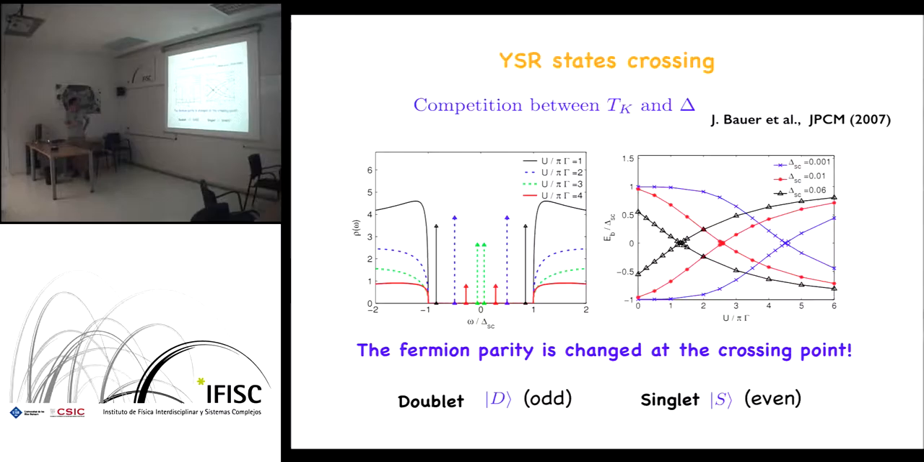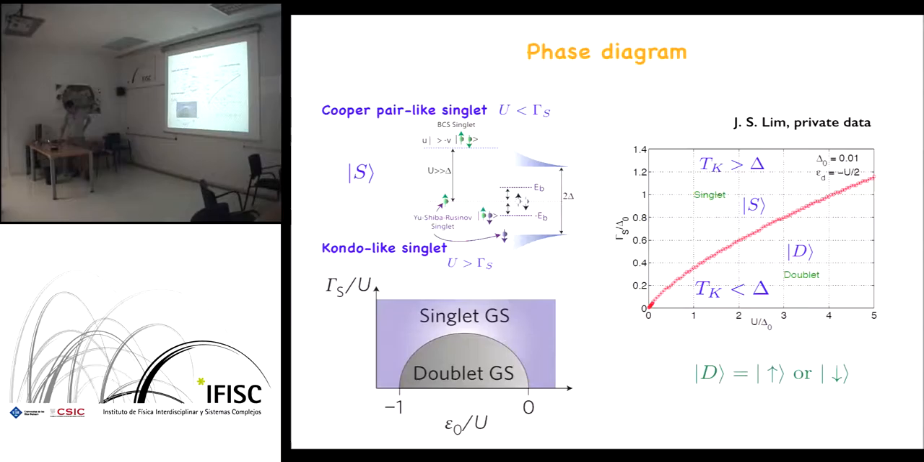But what is the mechanism which creates this crossing? I mean, I know we have a magnetic field. Yeah, I will explain that.